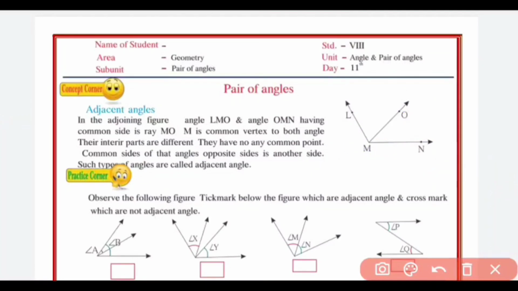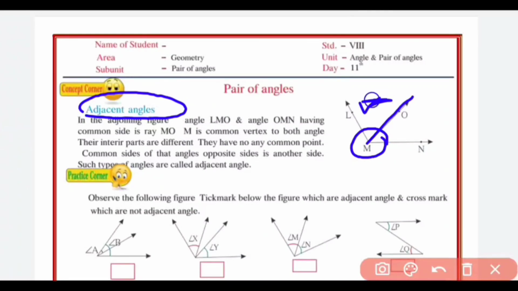M is the common vertex, as you all can see. So common vertex, common arm, but separate interior are these properties of adjacent angles. So they are having one common side MO, one common arm, one common side MO, one common vertex point M, and they are having separate interior parts or separate interiors. So from these 3 points you have to solve this practice corner.